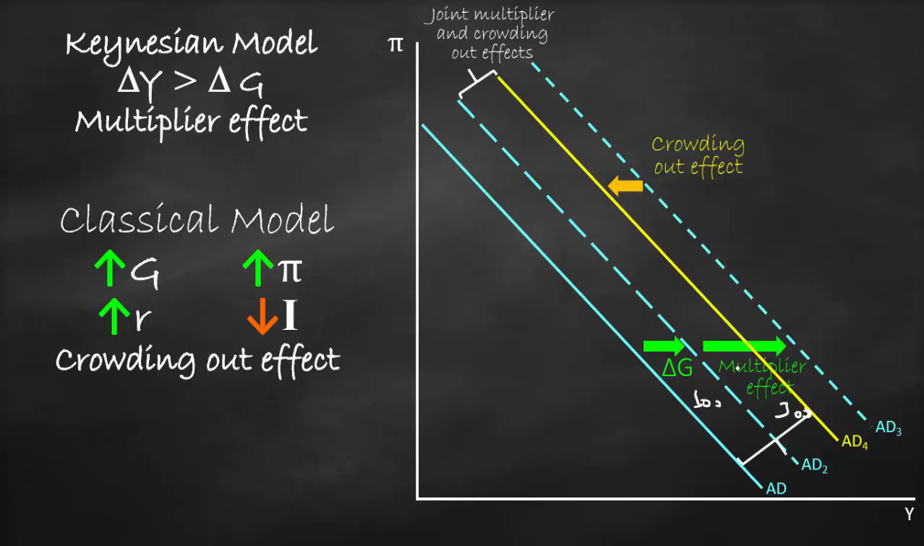Therefore, the total effect here will be from 80 till 84. And this is the total multiplier effect. Therefore, we said this one is 400. Therefore, this one will actually be less than 400 because we didn't take into account the reduction in investment, because increasing government spending results in a higher interest rate.